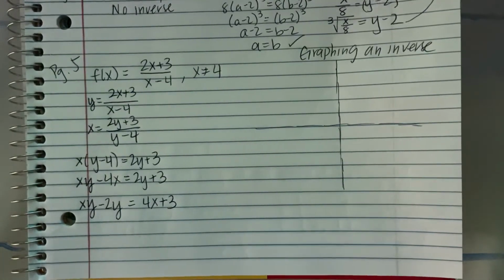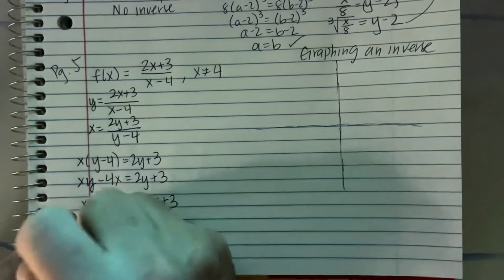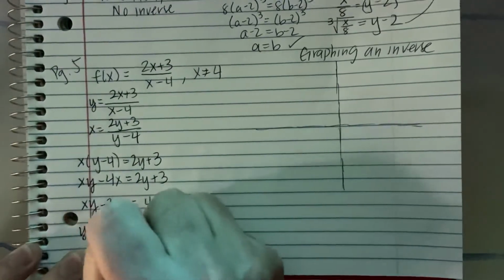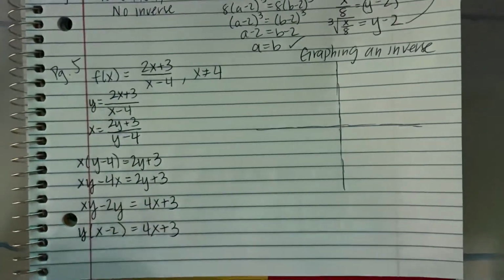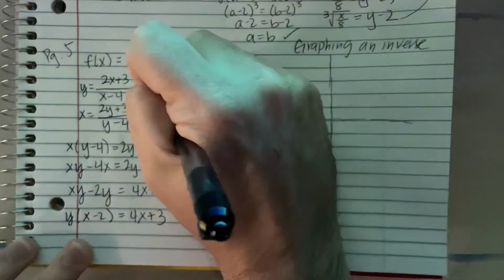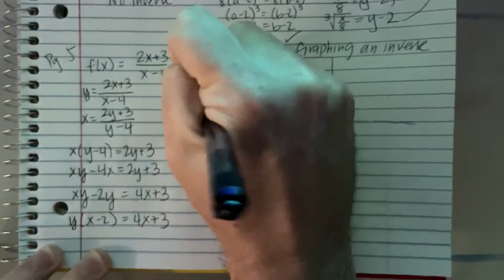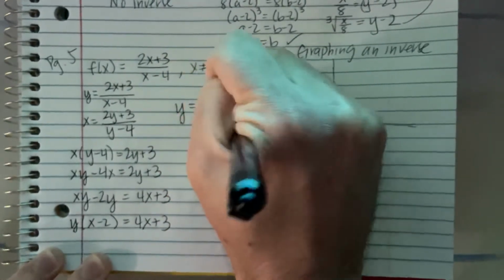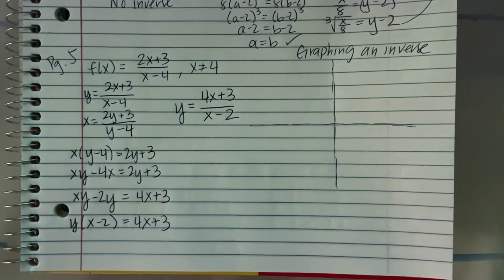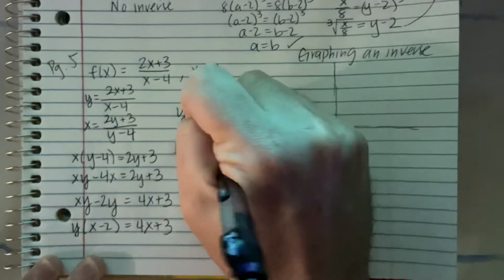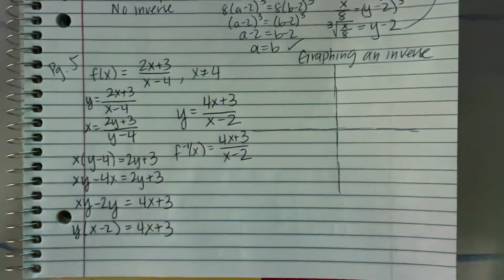What this will allow me to do is factor out the y. Y times x minus 2 equals 4x plus 3. When I do that, I can then divide by the x minus 2 over to the other side to get y by itself. So y equals 4x plus 3 over x minus 2. And I change my y back into f inverse of x. So the inverse of a rational function is another rational function.